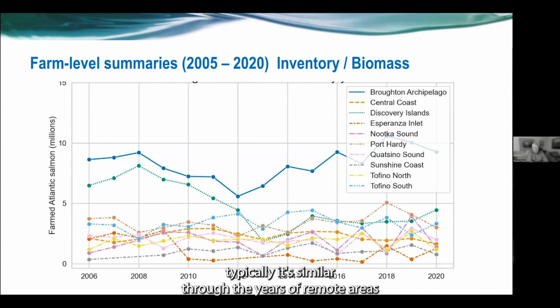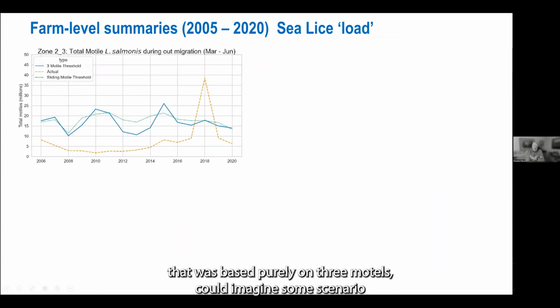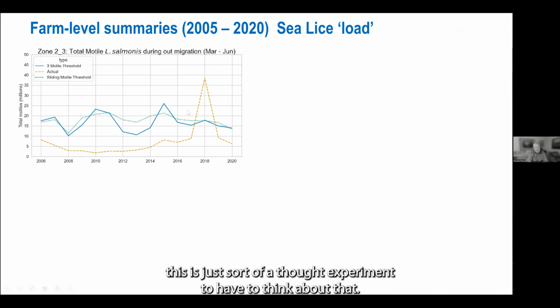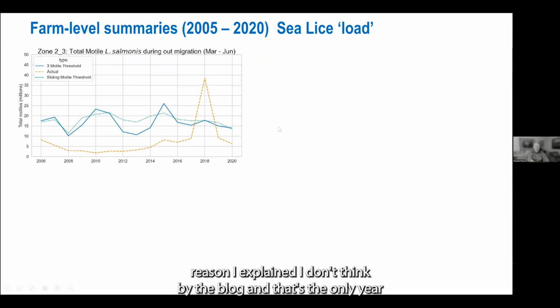which shows, typically it's been similar through the years over most of the areas. Klemtu, or the Central Coast, is kind of hidden in here a little bit, but you can see where you are in that group. And one thing that you could do is, instead of having a threshold that was based purely on 3 motiles, you could imagine some scenario where you multiplied the number of fish by that threshold and had an overall sea lice load idea. This is just a thought experiment. And what you find here is, remember in the Clayoquot Sound, there was this absolutely massive outbreak in 2018 for whatever reason, not explained, I don't think, by the blob.